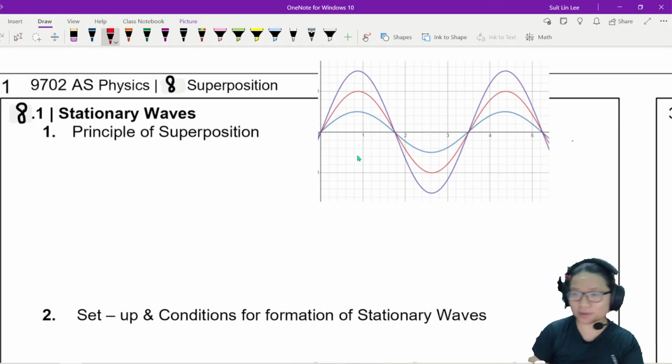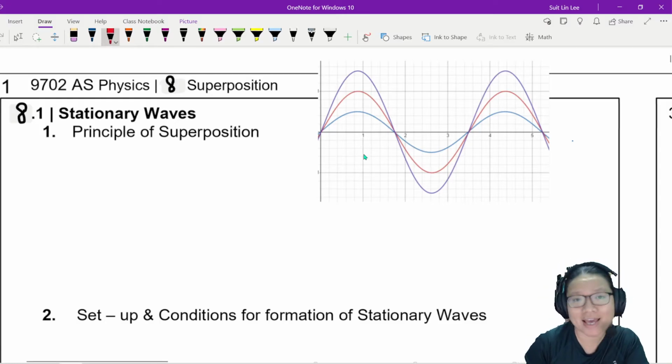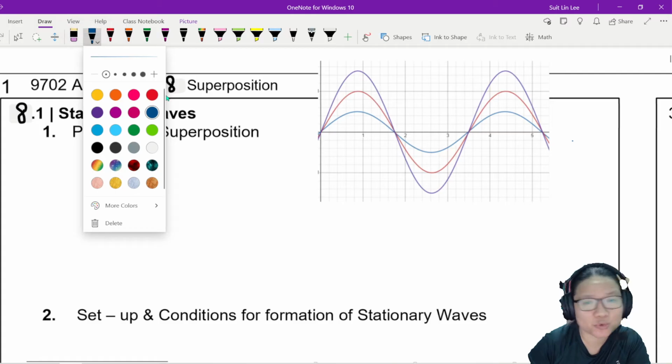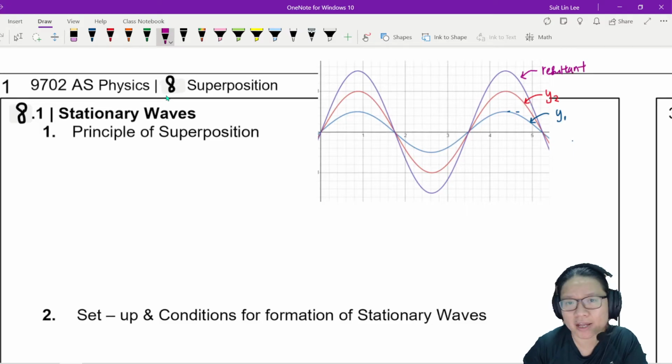So here we are at our notes. As you can see, I screenshot a tiny drawing of the simulation that we saw just now. And let's say I were to label the blue wave. Okay, this one is the blue one. I'm just going to label the blue wave Y1. And then I will label the red wave Y2. And the purple wave will be the resultant. And resultant here would be equal to Y2 plus Y1.